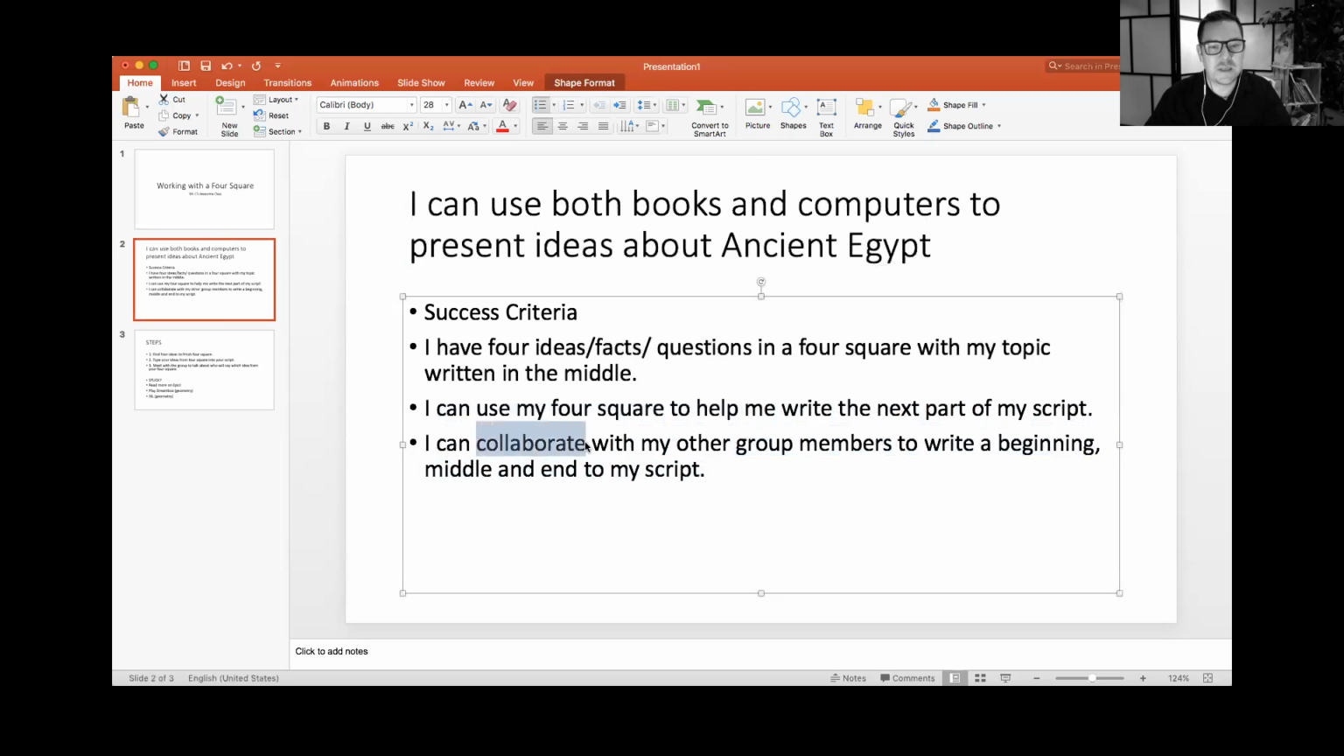So that means you need to talk about and work and plan with your group members to make sure that you have all of your facts as well as you have a beginning, which is easy because we wrote the beginning together, and then you guys are writing the middle and the end. You need to have an end to your script. What happens at the end of your time machine script? Okay, so these are the steps that you should be going through. We're going to talk about what you need to do first and second and third.